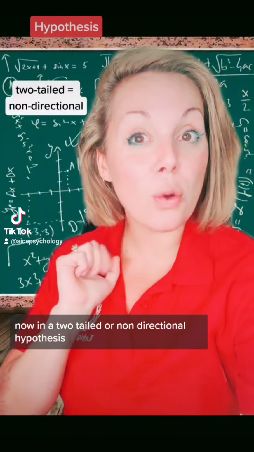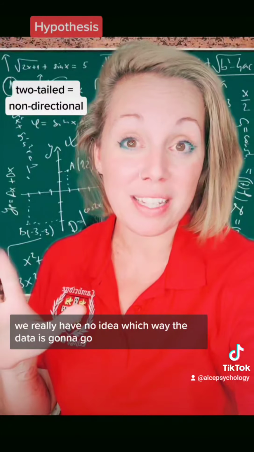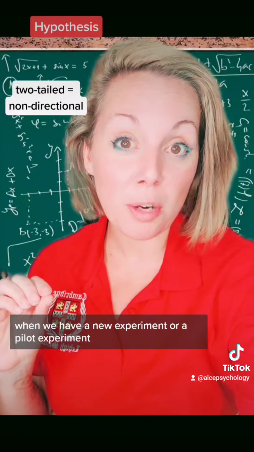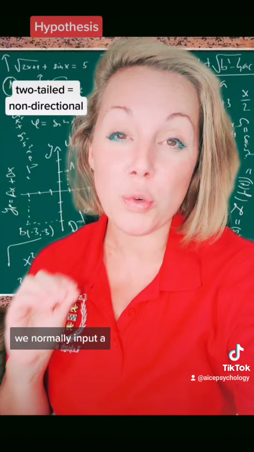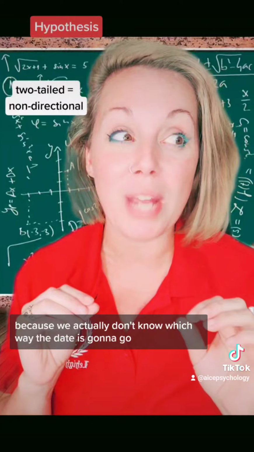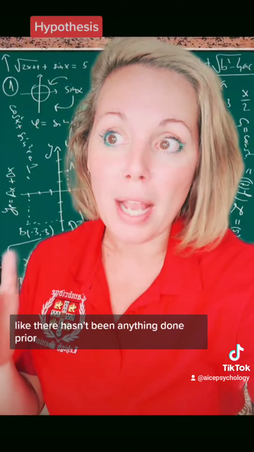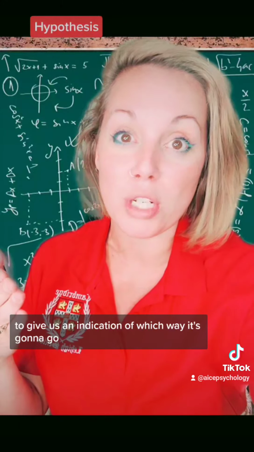Now, in a two-tailed or non-directional hypothesis, we really have no idea which way the data is going to go. When we have a new experiment or a pilot experiment, we normally input a two-tailed or non-directional hypothesis because we actually don't know which way the data is going to go. Like there hasn't been anything done prior to give us an indication of which way it's going to go.